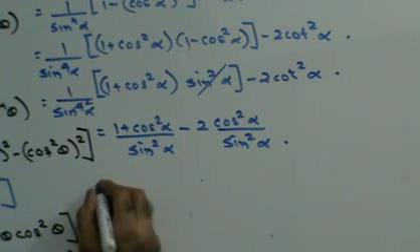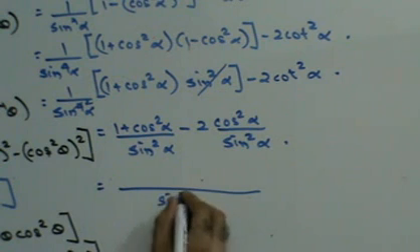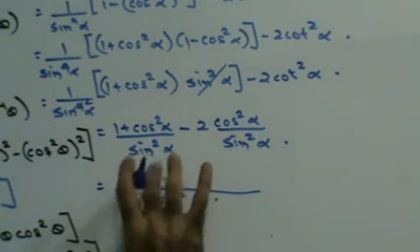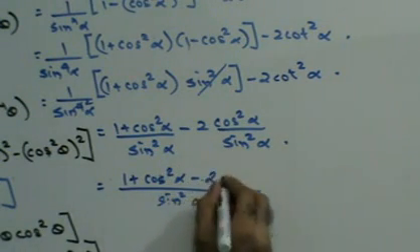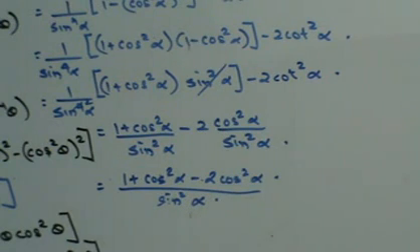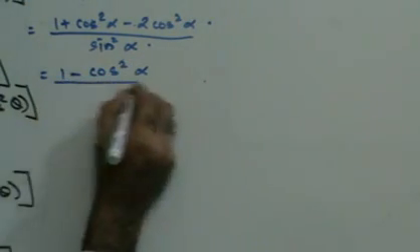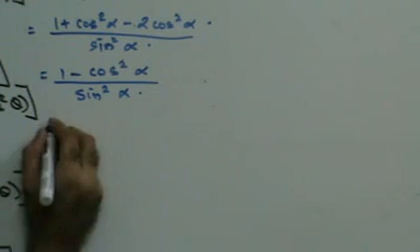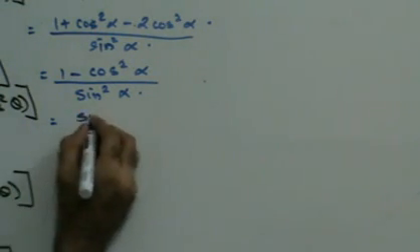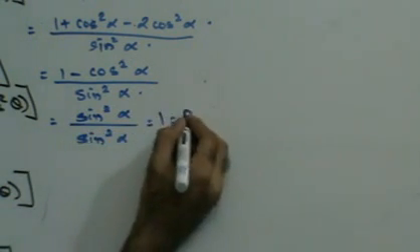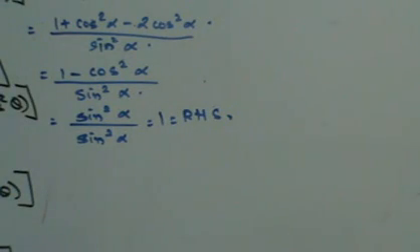Now sin^2 alpha can be taken as the common denominator. If I take sin^2 alpha as a common denominator, this will become 1 plus cos^2 alpha minus 2 cos^2 alpha. This is 1 plus cos^2 alpha minus 2 cos^2 alpha, which will give you (1 minus cos^2 alpha) upon sin^2 alpha. 1 minus cos^2 alpha is nothing but sin^2 alpha upon sin^2 alpha, which is 1, which is my RHS. That's what I have to prove. Right? Let's see another sum, guys.